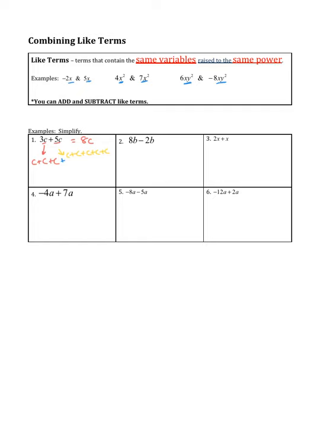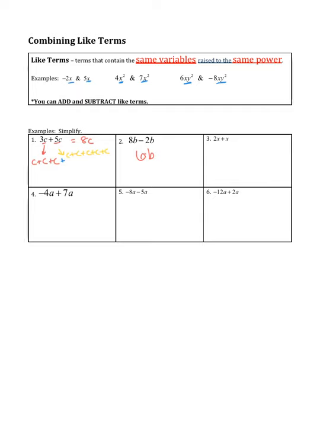All right, let's do another one. 8b minus 2b. Okay, they both have b's, so we can do the math. 8b minus 2b is 6b. Hopefully that was a whole lot neater than I just wrote it.